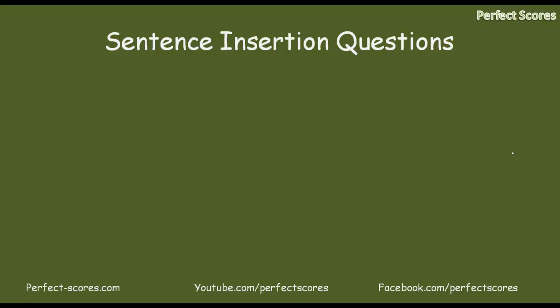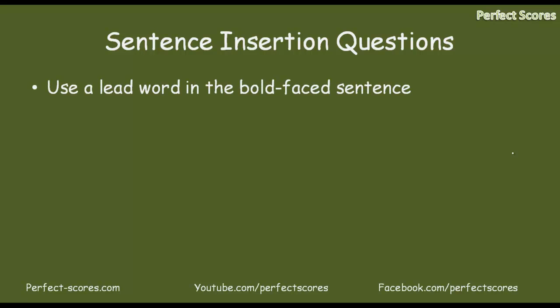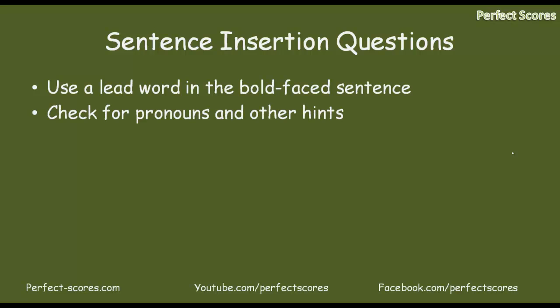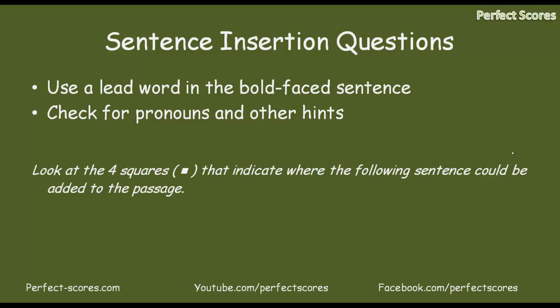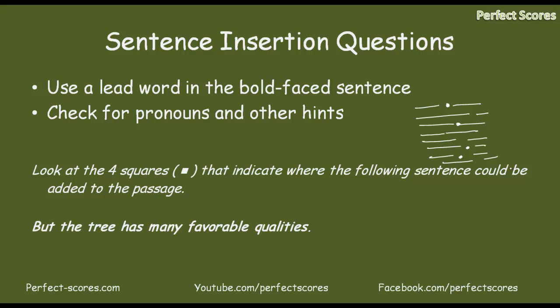The next is a sentence insertion question. You need to use a lead word in the bold-faced sentence that will be given to you. So the sentence that you're basically supposed to insert will be written in bold. You need to check for pronouns and other kinds of hints as well. For example, this is the question. Look at the 4 squares that indicate where the following sentence could be added to the passage. Let's suppose this is your passage. Okay, and these 4 squares could be made one here, one here, one here, one here. So you have to decide where this sentence will come.